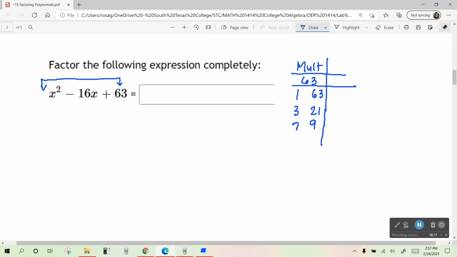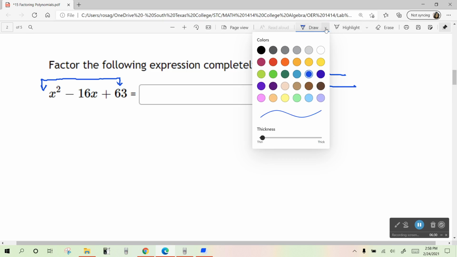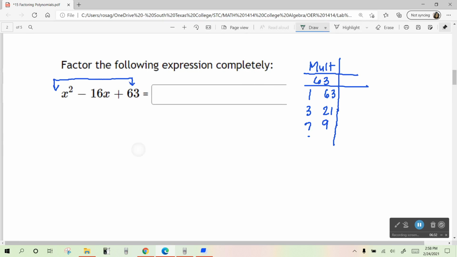8 doesn't work. 9 we already have. 10 doesn't work. 11 doesn't work. I think that's it. And then, of course, 16. And now, now that you have the numbers that give you 63, they need to add to negative 16.